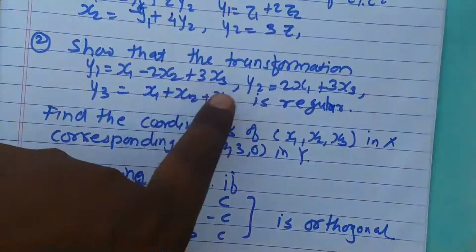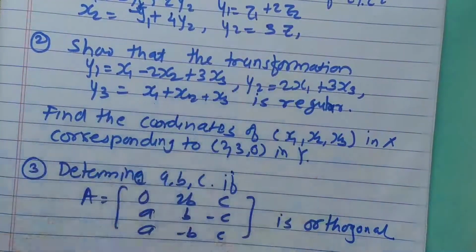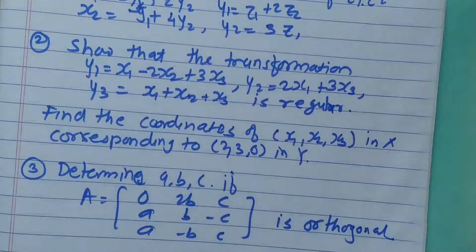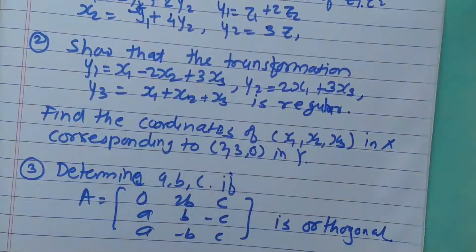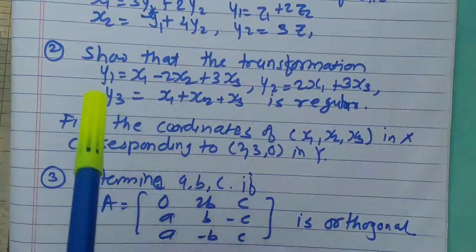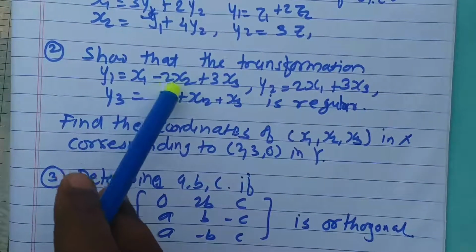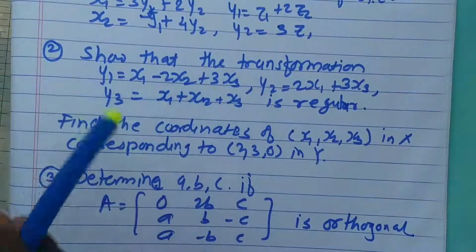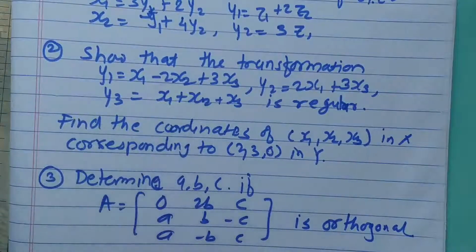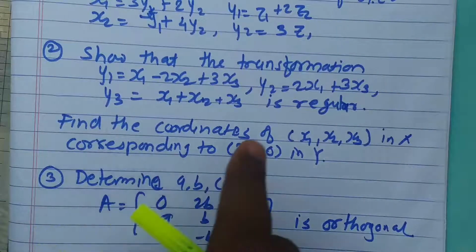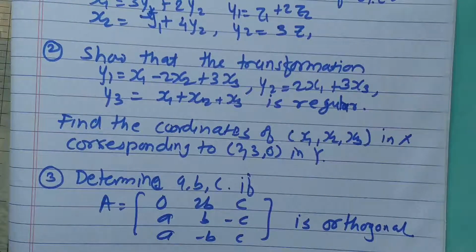Show that this transformation y1 equal to this, y2 equal to this, and y3 equal to this, so it will be a 3 by 3 matrix here, is regular. So what do we mean by a regular transformation? A transformation is regular if and only if the determinant of the matrix of the transformation is non-zero. So you need to show that whatever coefficient matrix you get, its determinant is not equal to 0. That you need to prove. And once you prove that, you can say that the given transformation is a regular transformation.